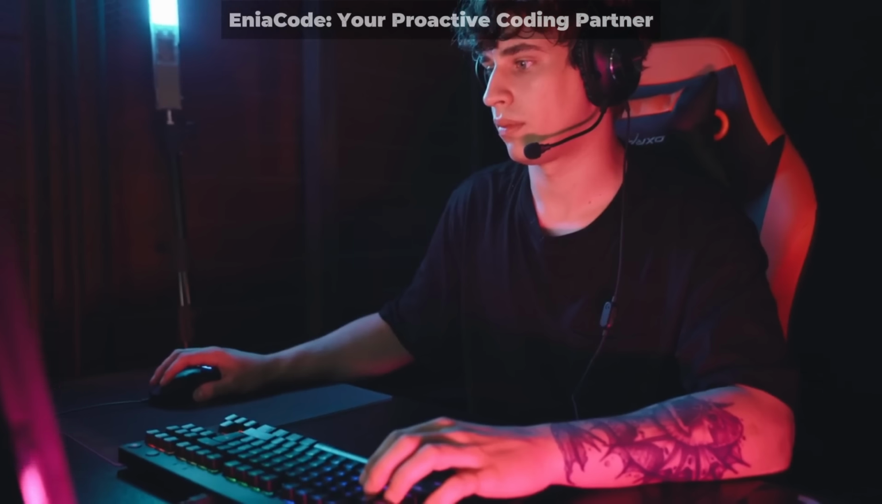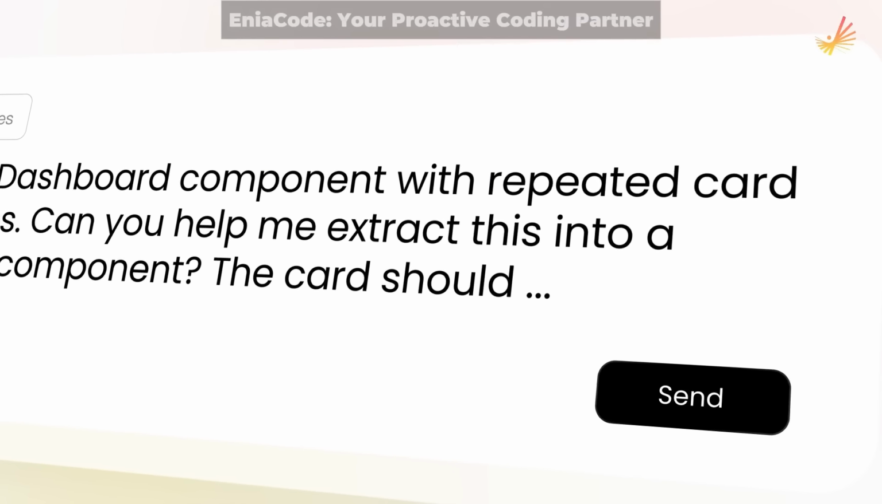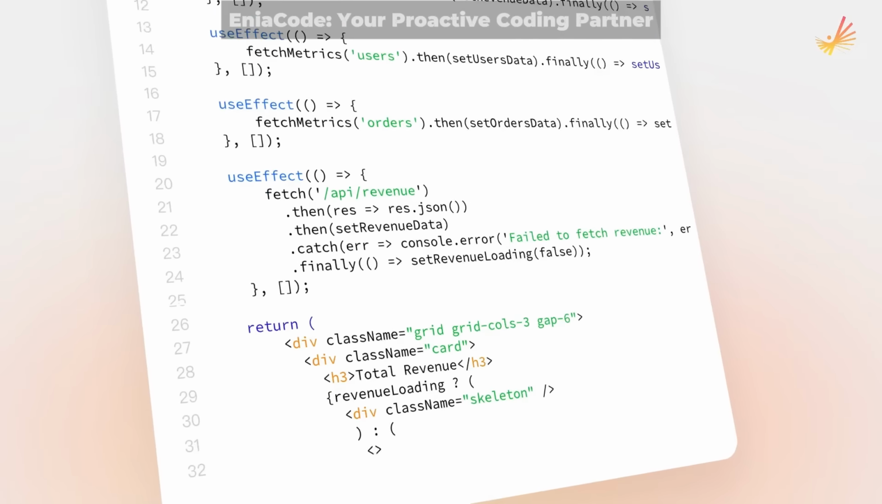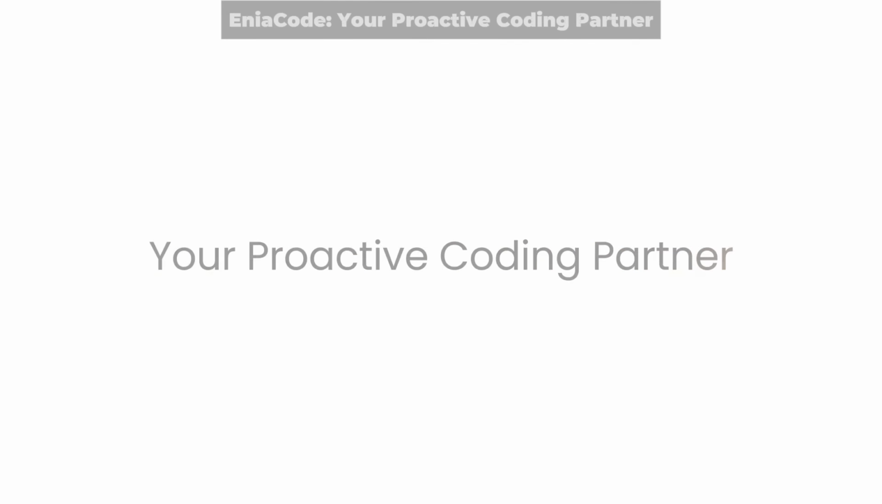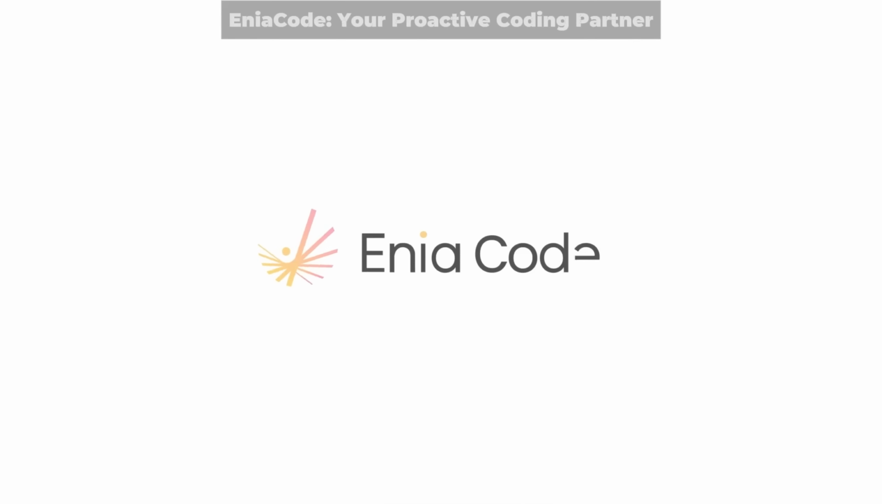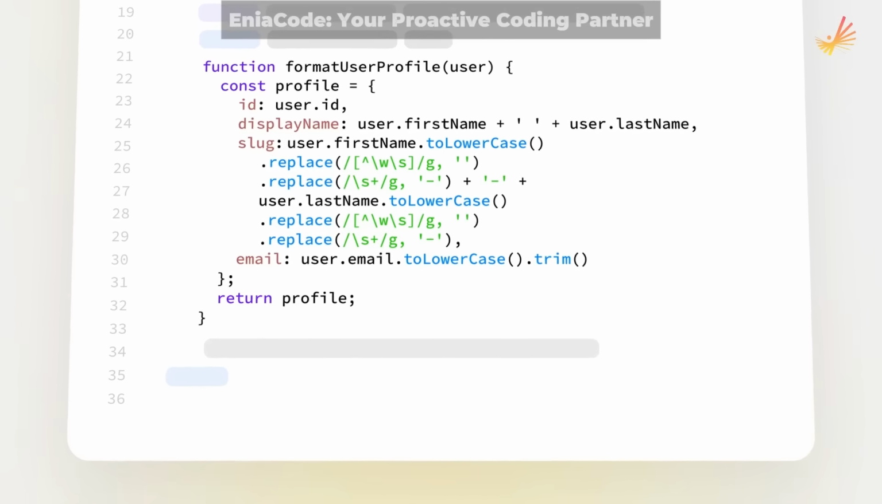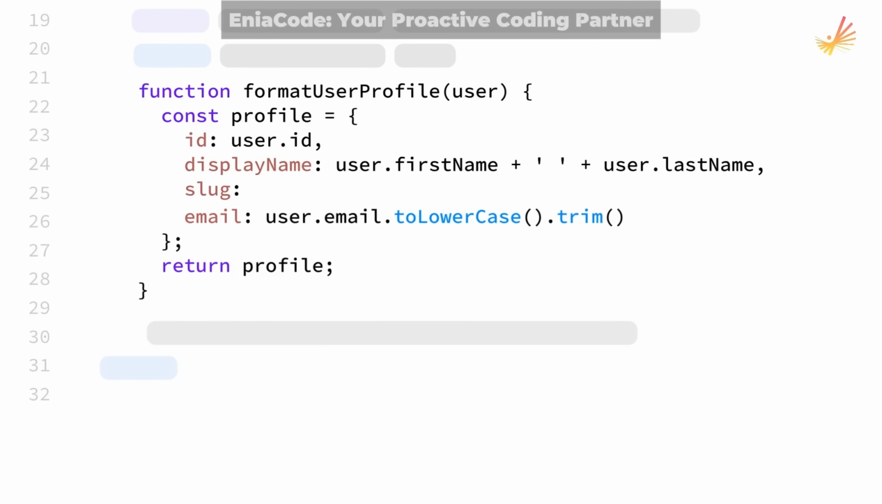Today, I'm showing you a tool that's moving away from being just a chat box and becoming an actual coding partner. It's called EniaCode. Instead of waiting for you to prompt it, it's watching your build, learning your style, and proactively catching issues before you even realize they're there. Let's dive into why this is a game changer for your workflow.